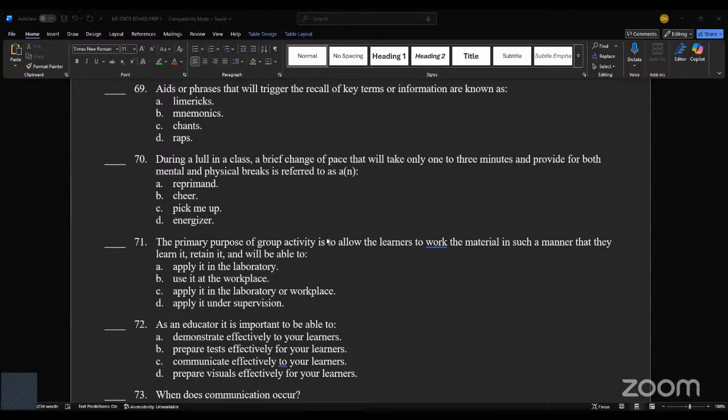Okay, 71. The primary purpose of group activity is to allow the learners to work the material in such a manner that they learn it, retain it, and will be able to apply it in the laboratory and workforce. 71, you want to be able to apply it in the workplace and in the laboratory. So in the salon, working on the floor, and also just in a traditional workplace. So 71 is C.